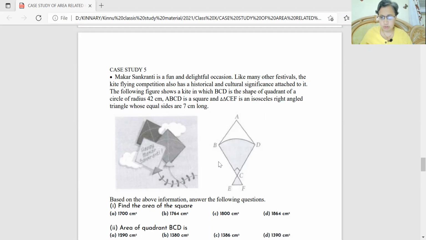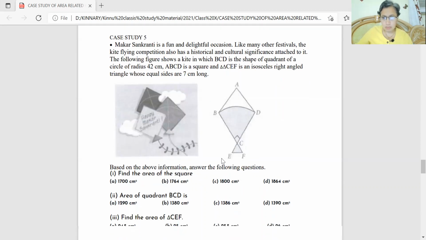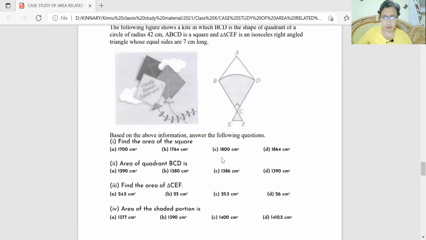So its area will also be 1/4 of pi r square. Here you have already been given a quadrant, that means this angle will be 90 degrees. Also you have been given that this is an isosceles right triangle CEF, so this also has a 90 degree angle and the sides are 7 centimeter. Here the radius of this quadrant is 42 centimeter. So these are the important things which we have to keep in mind.